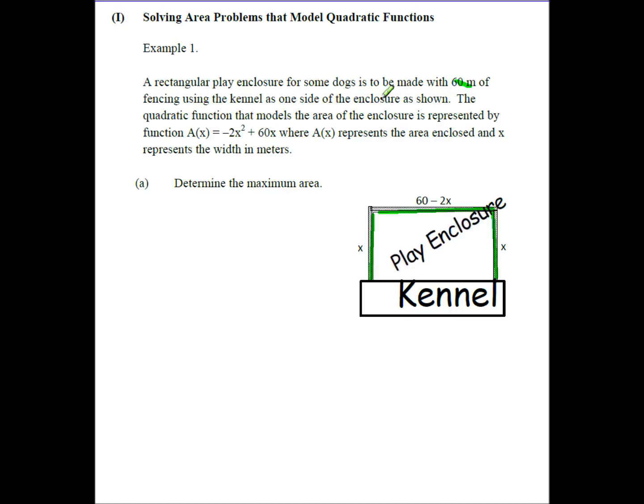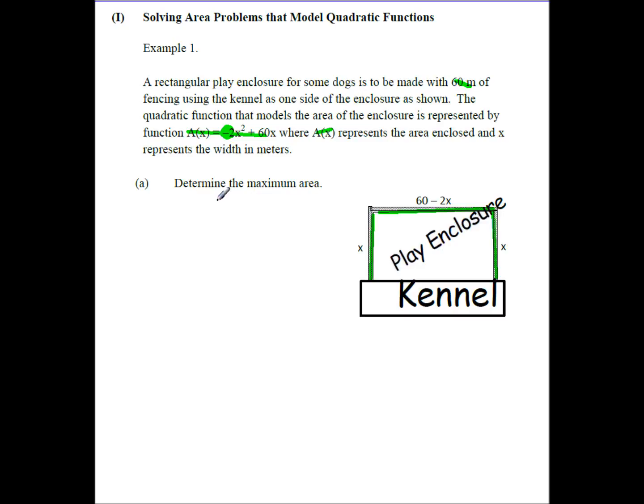The quadratic function that models the area of the enclosure is shown here, where A(x) represents the total area enclosed and x is the width. So this is a function: the area depends on the width. You put the width in here, and it will calculate the area for you. So determine the maximum area. When we look at the equation, we know the graph is going to point down, which means there has to be a maximum.